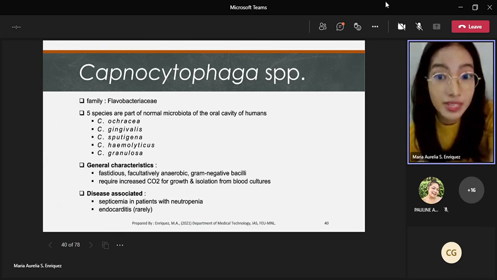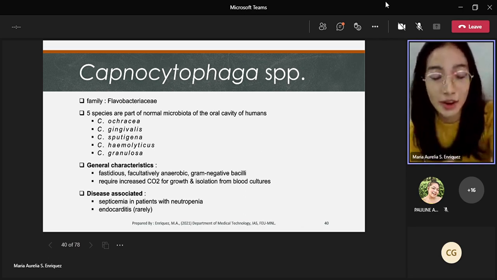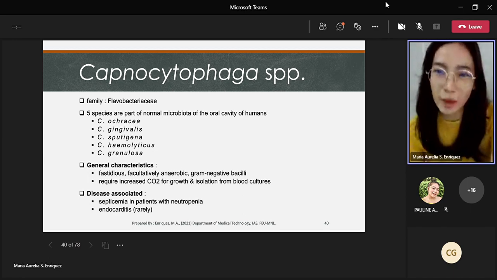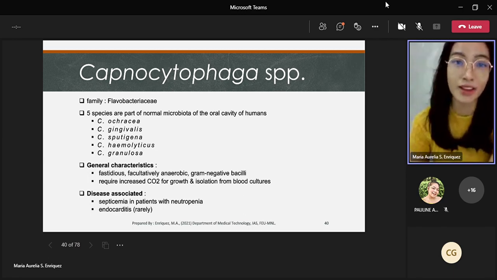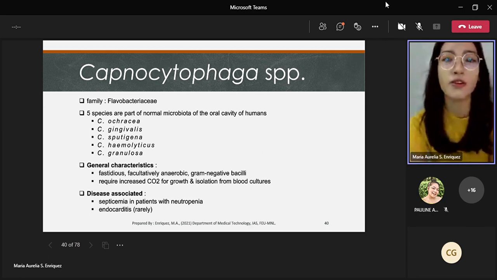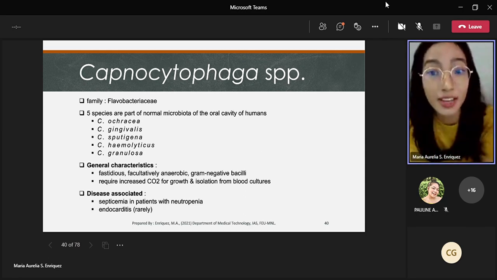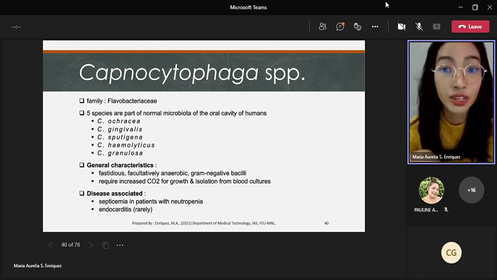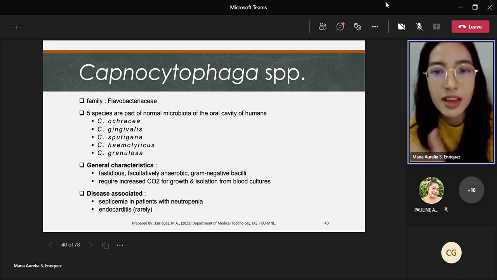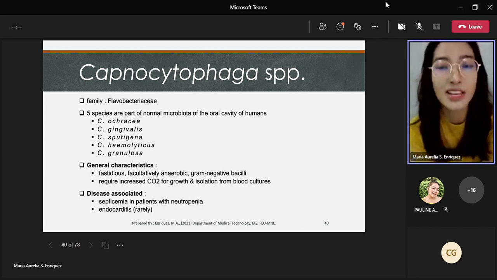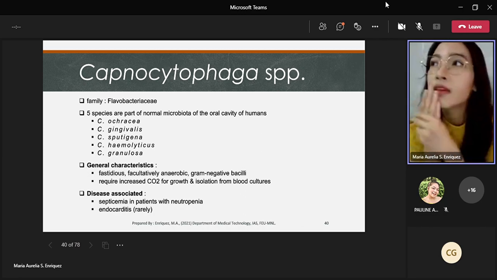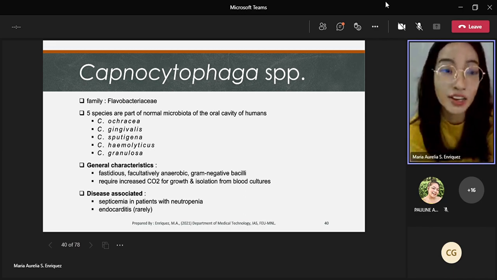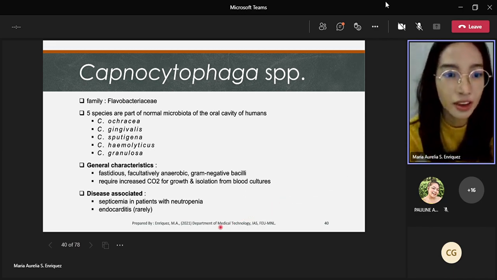Alright, so there are 5 species that can be found as normal flora of the human oral cavity as listed here. Okay, so they require a capnophilic setup, as the name implies, diba? Capnocytophaga. So we would expect that they are capnophilic. And then, ayan, they can cause septicemia in patients with low neutrophil counts, which is termed neutropenia. So, kapag neutropenic po yung pasyente, expect natin na mataas yung chance that they would most likely develop an infection that is caused by Capnocytophaga.